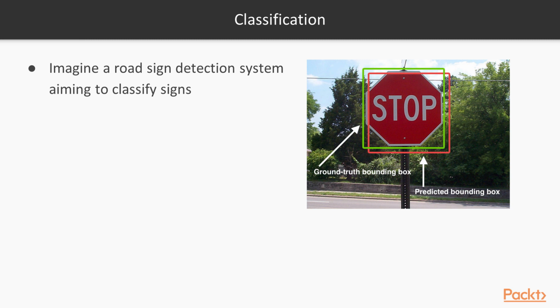Classification is straightforward. Imagine a road sign detection system. Its goal is to classify road signs. The supervised learning approach is usually used for classification, where examples of certain groups are known. All classes should be defined in the beginning.